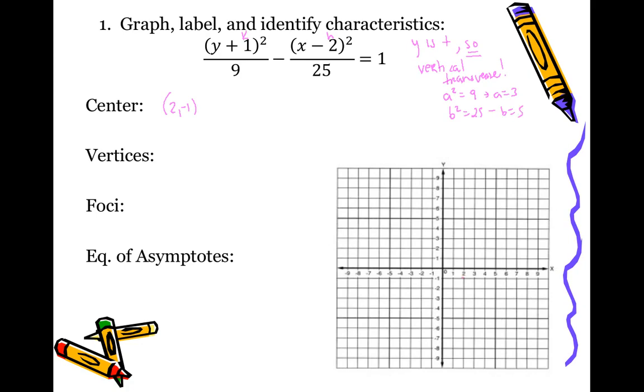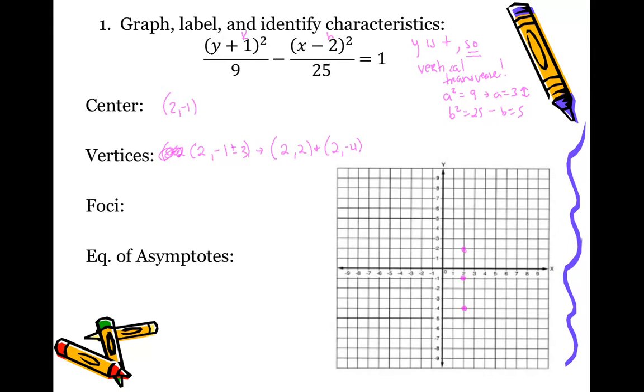2, negative 1 is the center. To get to the vertices, I'm going to be going up and down 3. Well, that affects y. So 2, negative 1 plus or minus 3. So my vertices will be 2, 2, and 2, negative 4. Does that make sense? 1, 2, 3. 2, 2, and 2, negative 4. Those are my vertices. So I obviously am not asking you for covertices because they're not really points on this.